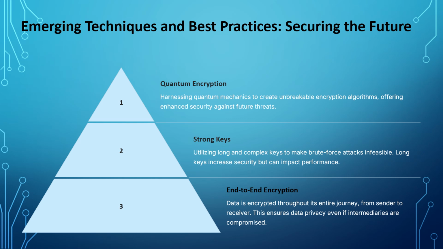On the other hand, we have end-to-end encryption. In this point, we discuss that data is encrypted throughout its entire journey from sender to receiver. This ensures data privacy even if intermediaries are compromised. End-to-end encryption is very good encryption. Like in WhatsApp, we send a message to someone and someone sends a message to you. The company of WhatsApp cannot read your data because it is end-to-end encrypted. That is very useful in our modern age.